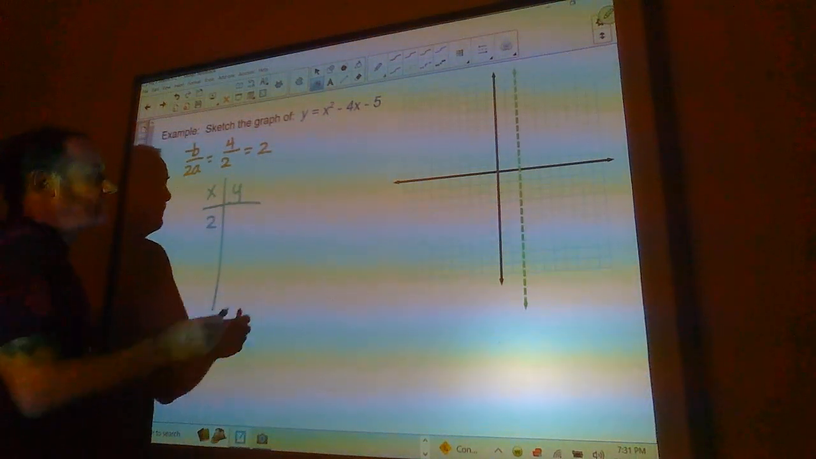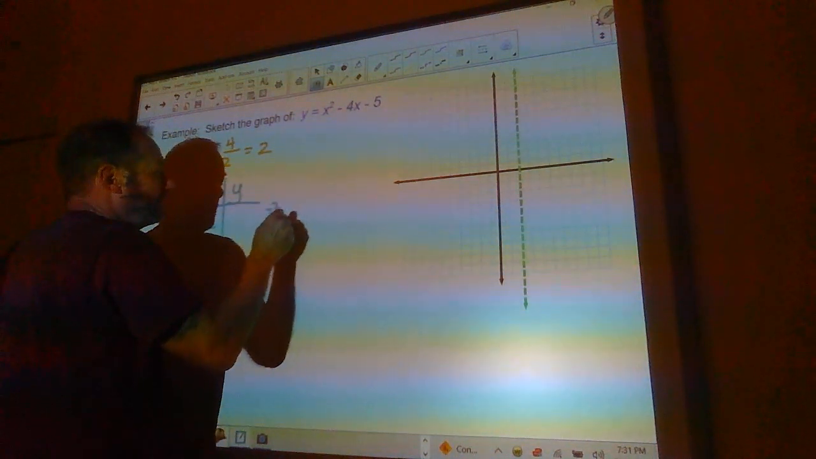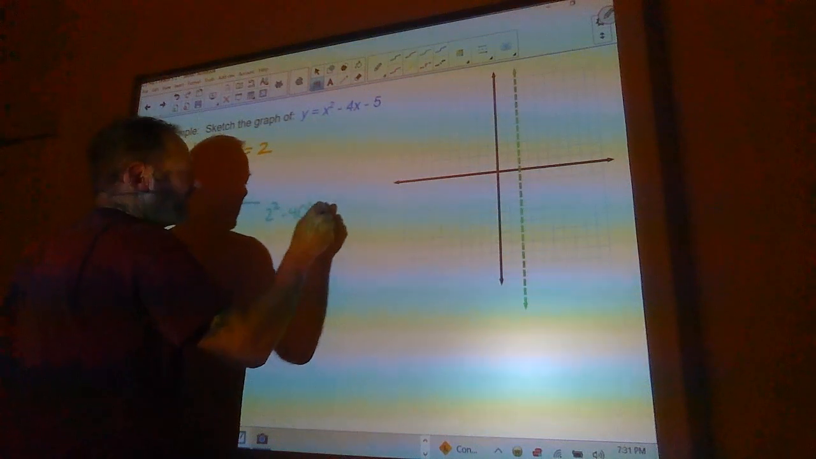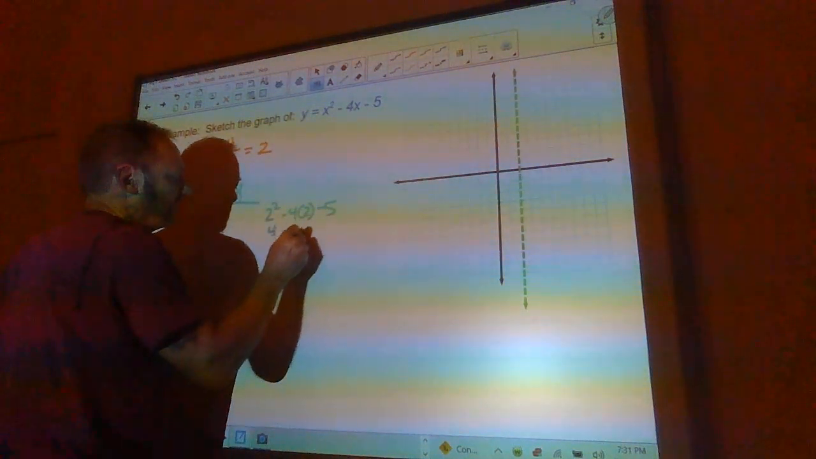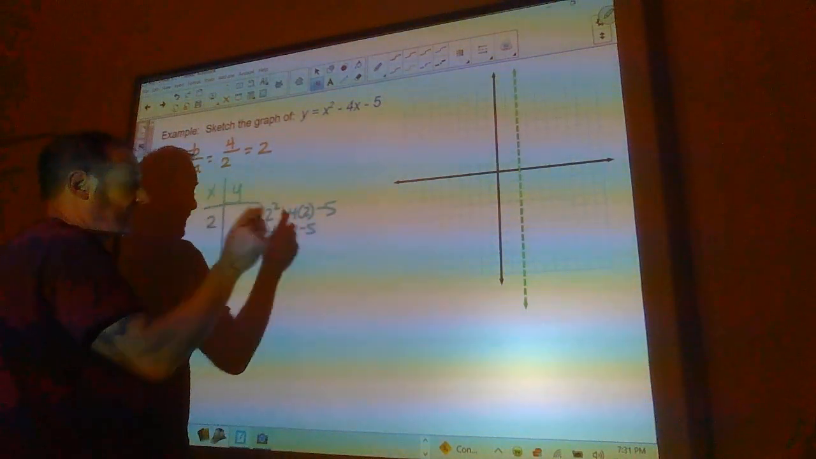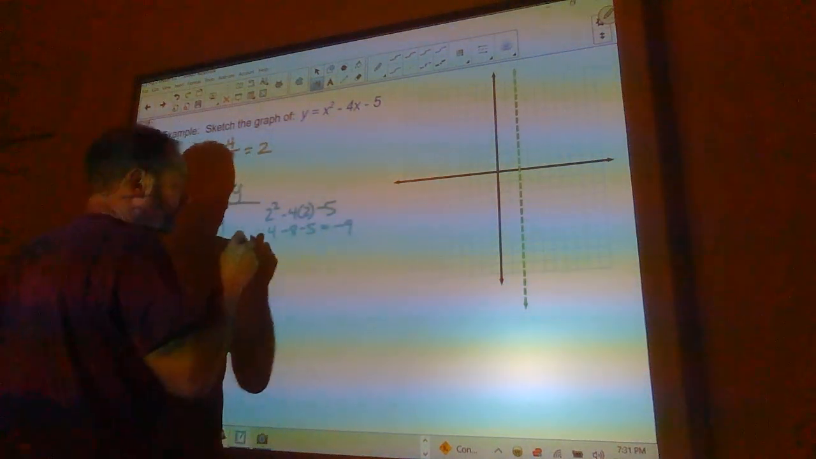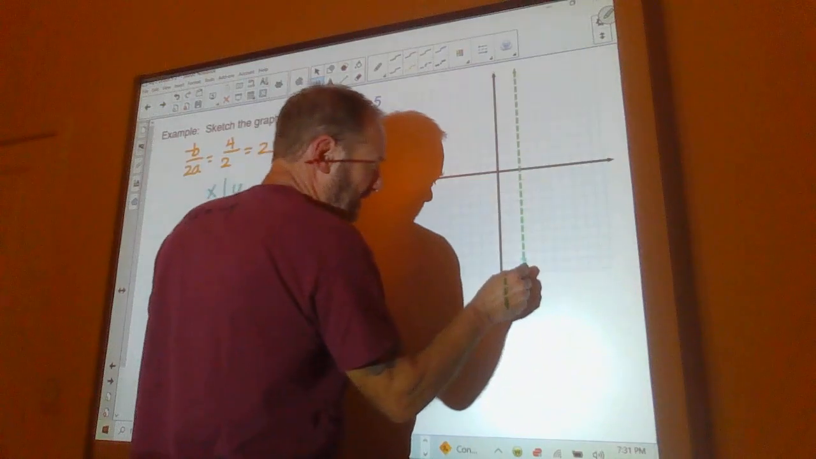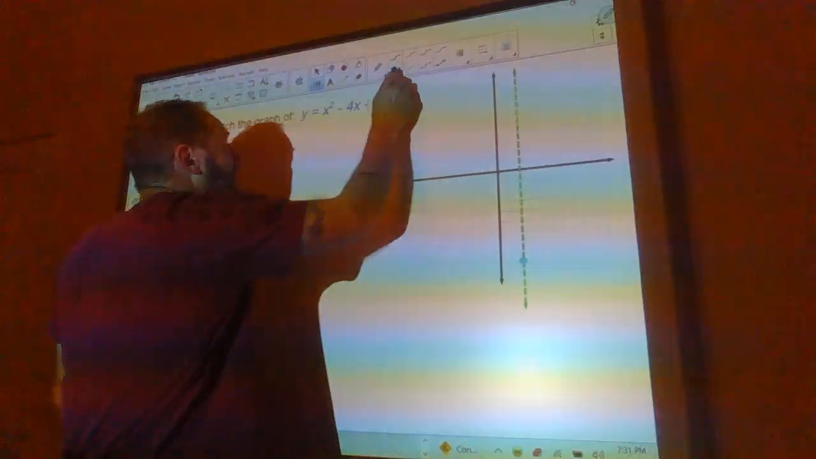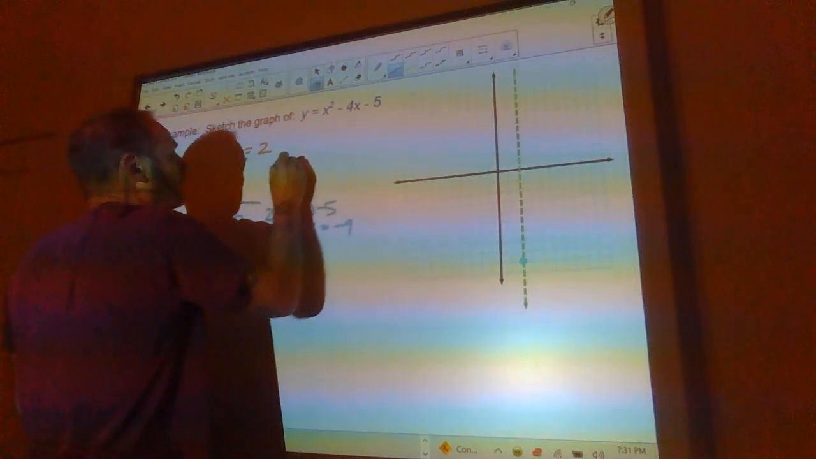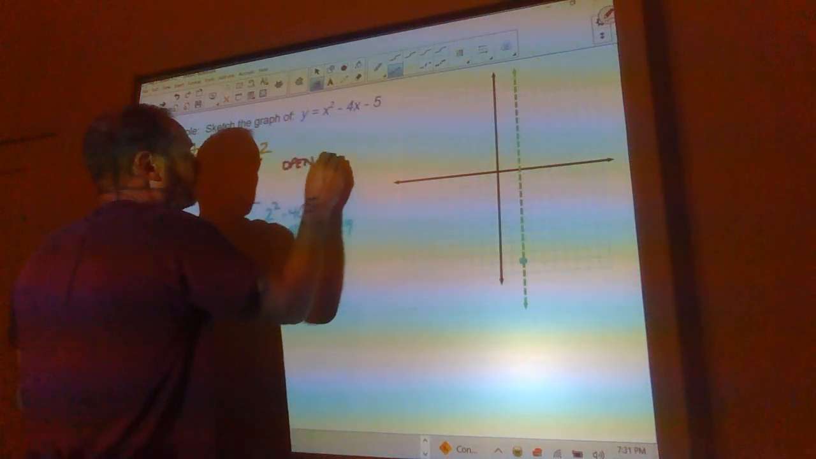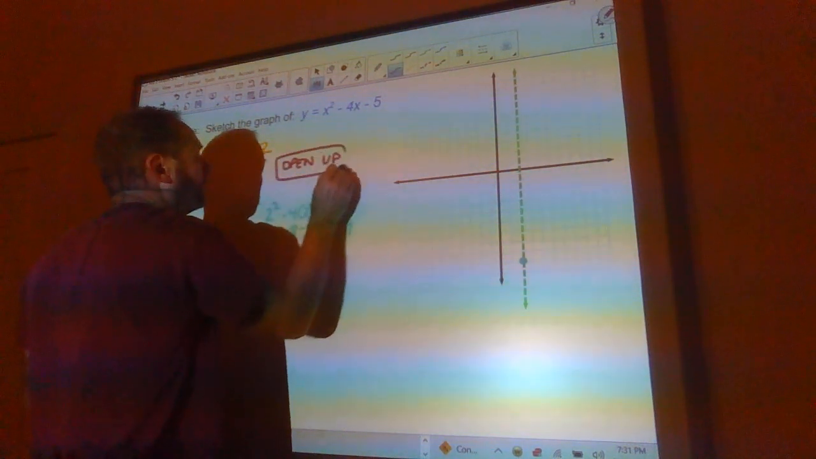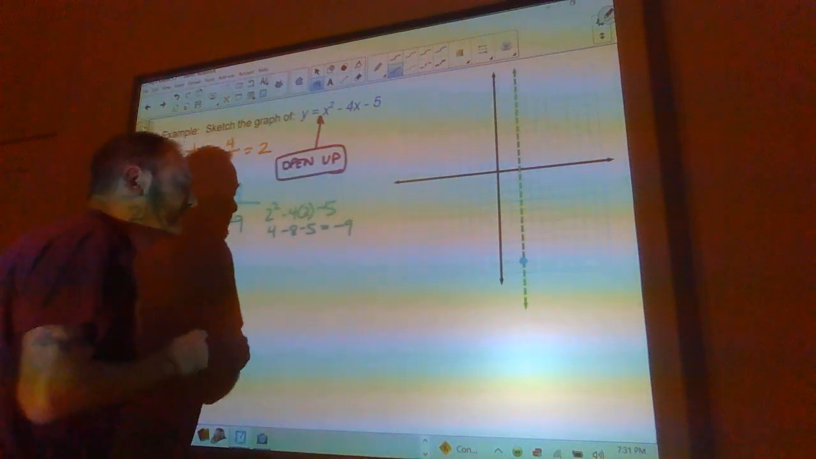All right, I plug in 2. So 2 squared minus 4 times 2 minus 5. So that's going to be 4 minus 8 minus 5. It's going to be -9. Okay, so 2, -9 is going to be right there. Now this thing is also open up, which is fortunate again. So that's positive.